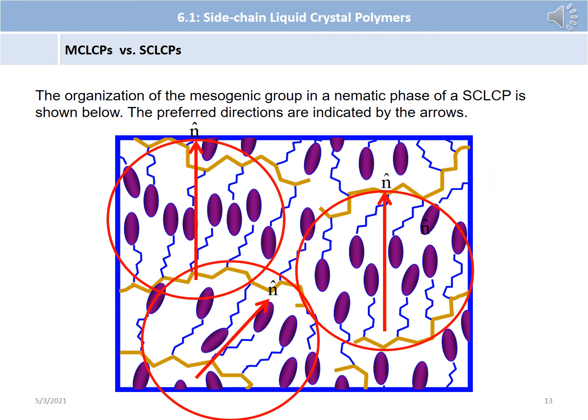The organization of the mesogenic group in a nematic phase of a side-chain liquid crystal polymer is as illustrated on the slide. The preferred directions are indicated by the arrows. In the nematic phase, these mesogenic side groups tend to point along a preferred direction, very much like conventional liquid crystals made of small molecules.